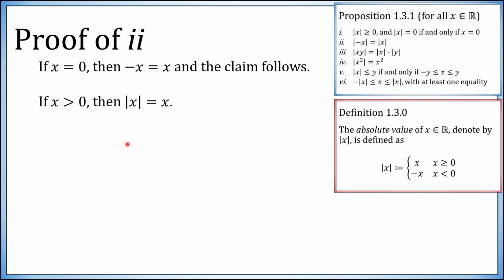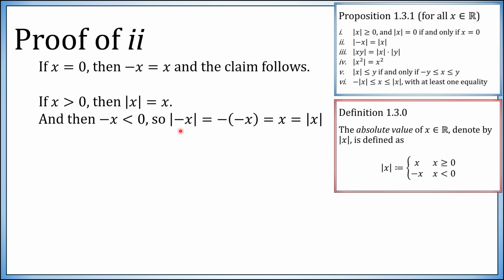Next, suppose x is positive. Well, if x is positive, the absolute value of x is simply x itself. In this particular case, if x is positive, then minus x is negative. How do you take the absolute value of a negative number? You multiply it by -1. So the absolute value of minus x is minus minus x. What's minus minus x? It's just x. What did we already establish? That x is the absolute value of x. So when x is positive, the absolute value of minus x equals the absolute value of x.